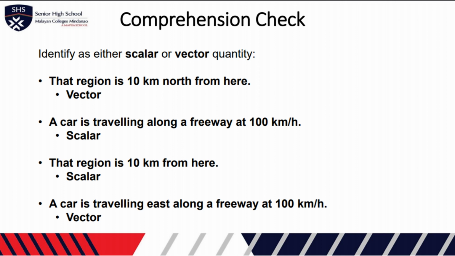Fourth statement, a car is traveling east along a freeway at 100 kilometers per hour. Is it a vector or a scalar? Correct. It is a vector because it has magnitude and direction at the same time.